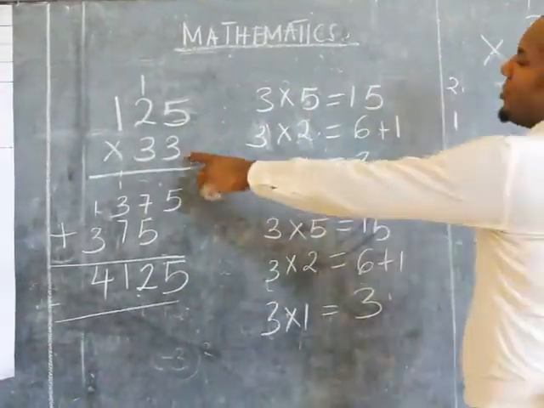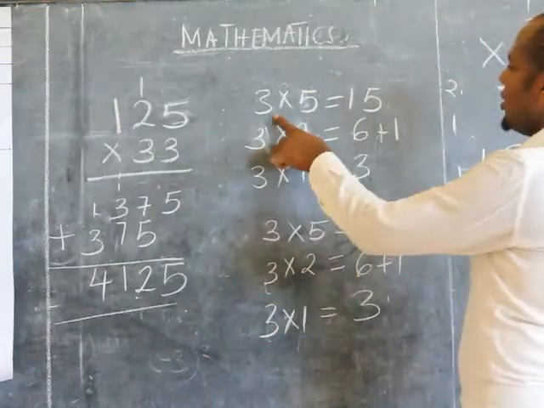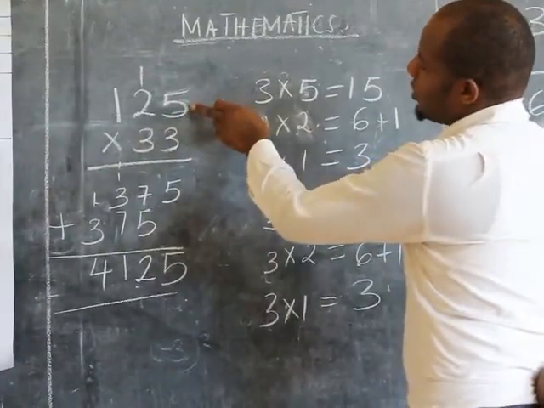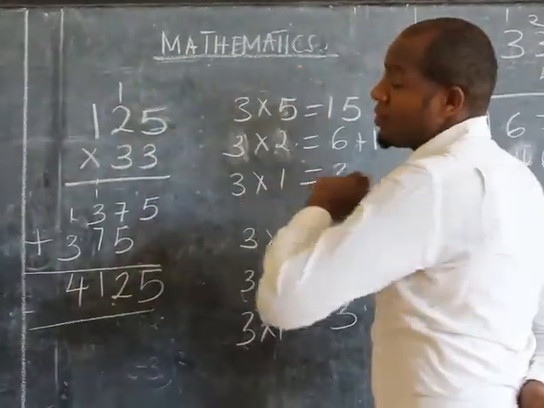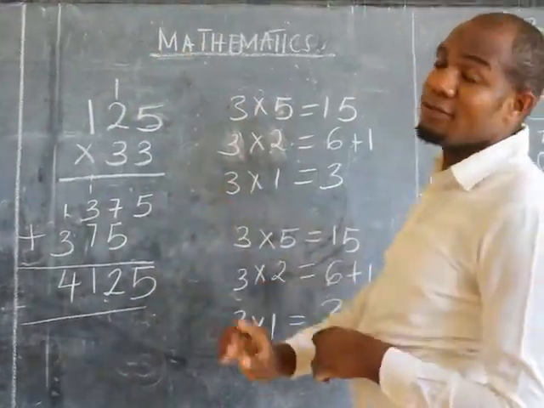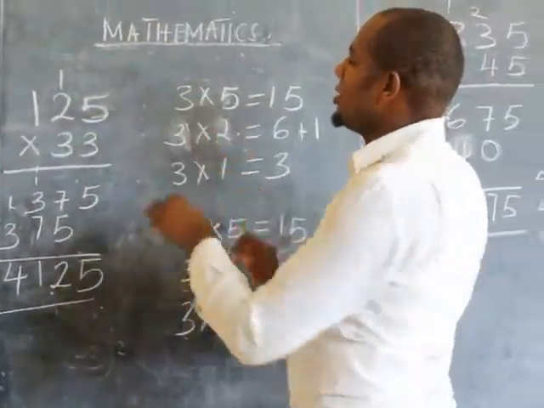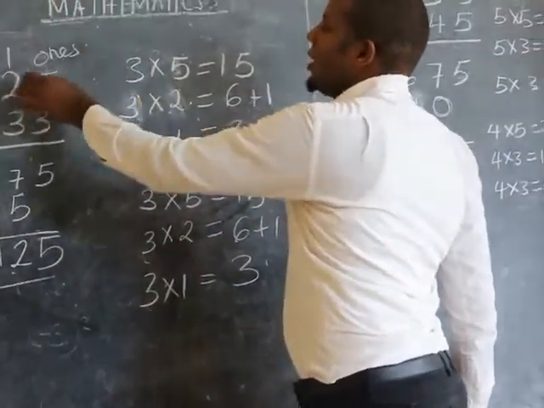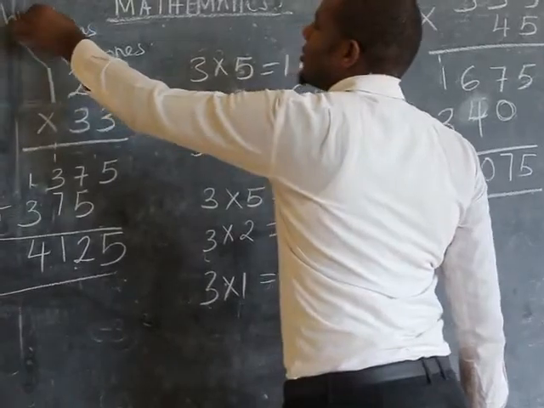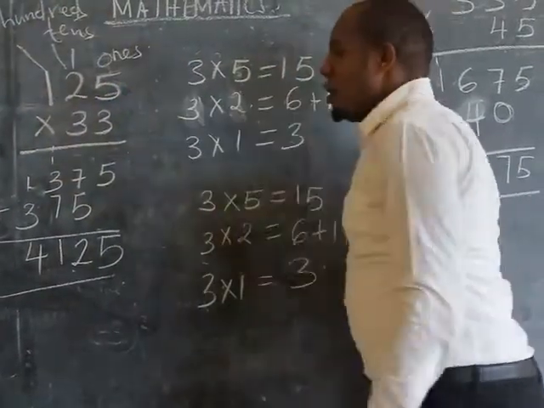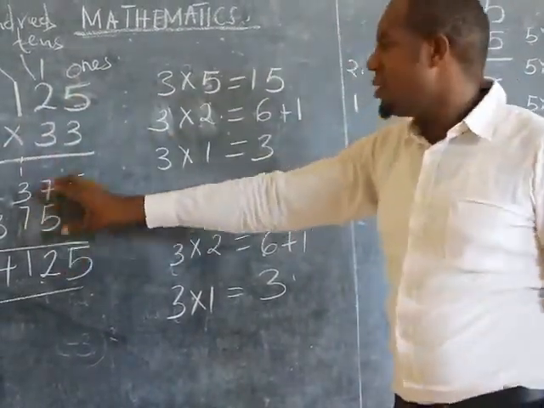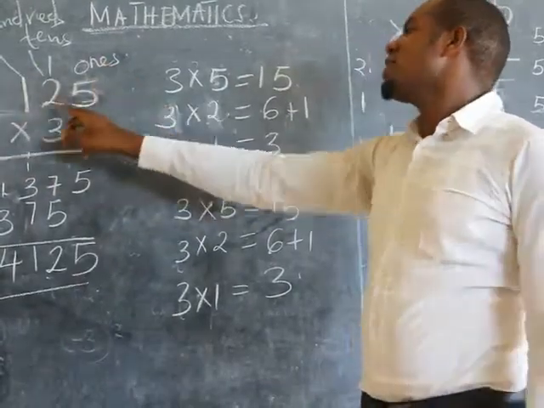Now 3 times 5. Please remember to start from ones. When you are doing multiplication, you have to start from the ones of the given figure, that is the multiplicand. So this is the ones here, this one is tens, and this one is hundreds. The 3 here will multiply all these numbers, then we write. Then this 3 will come back again and multiply this number here, then we write.